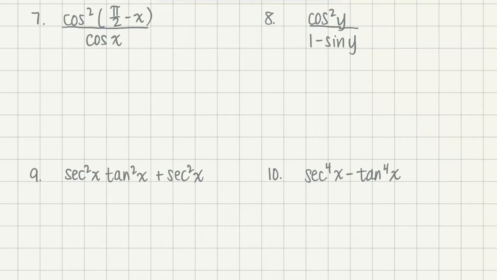Okay, here we have 4 more problems. We'll do 7, 8, 9, and 10. Gosh, I have so much fun with these. Cosine squared of pi over 2 minus x.